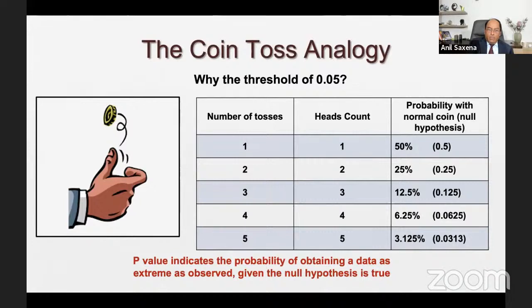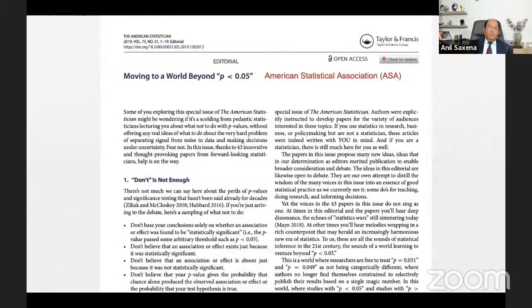So coming back to the same analogy, why the threshold of 0.05? Because it has been set for us by our seniors. This threshold of 0.05 has been there for over a century. But in 2019, there was a conference of the American Statistical Association, which is the biggest body of statisticians the world over. And they basically had an editorial which was about 30 pages and which was published as a special issue of The American Statistician, where it opens with the heading, moving to a world beyond p less than 0.05.